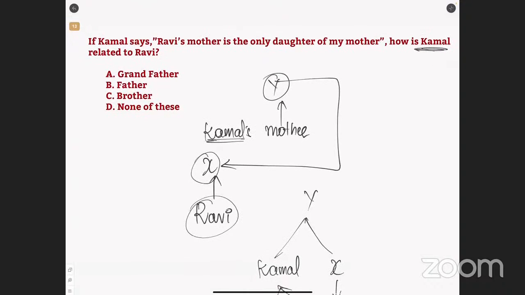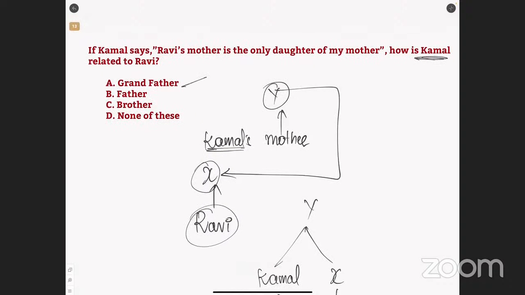So let us see if the option exists in this case. We have grandfather, definitely not; father, brother. So the right option in this case would be option D, none of these. I hope it is clear. Moving on.